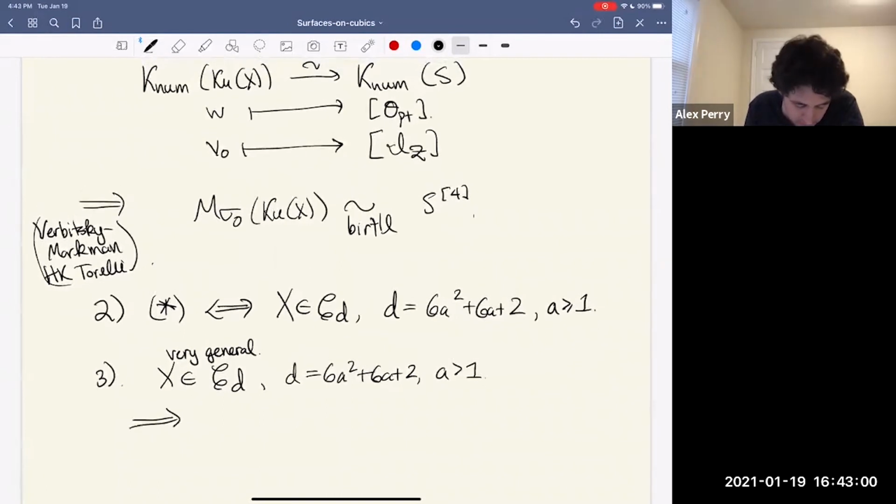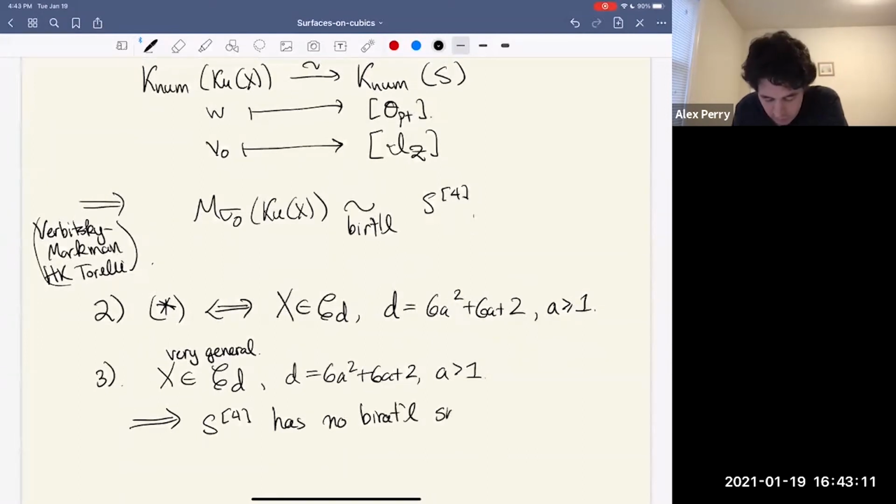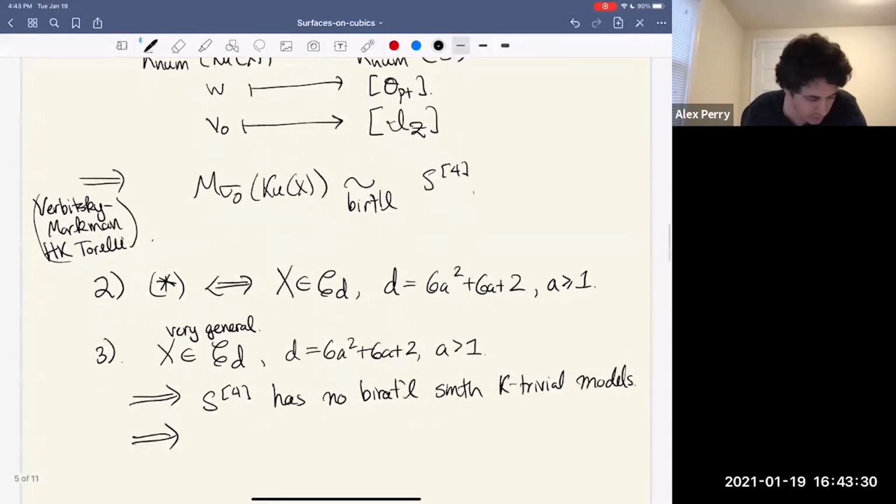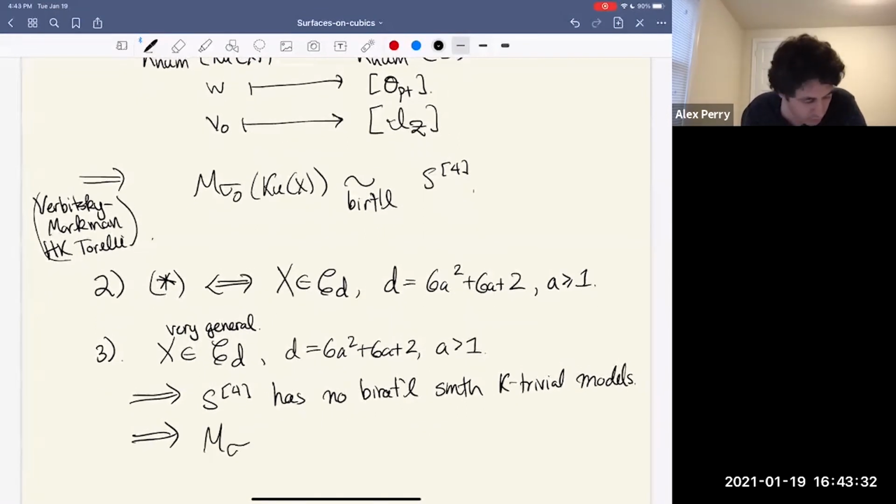Then what we show is that this implies that the Hilbert scheme of points on our K3 has no birational smooth K-trivial models. So in other words, what we prove is that whenever you have a smooth projective variety with trivial canonical bundle, which is birational to S4, then in fact it's isomorphic. And so in particular, by step 1, that implies that our moduli space is indeed isomorphic to this Hilbert scheme.